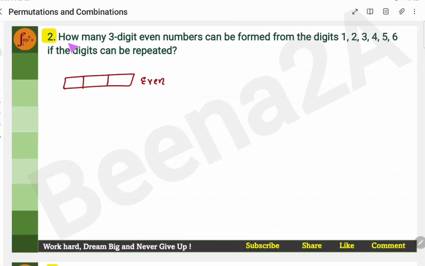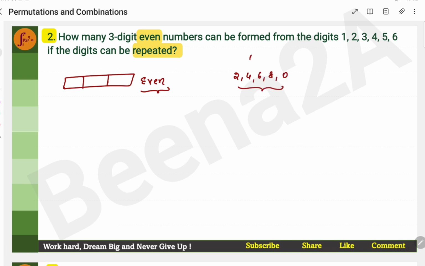Now we'll take the second example. How many 3-digit even numbers? So notice this, even numbers that can be formed from the digits 1, 2, 3, 4, 5, 6, if the digits can be repeated. It can be repeated. Even numbers. So when you have some conditions like this, even number. What is an even number? Any number that ends with 2, 4, 6, 8 and 0.